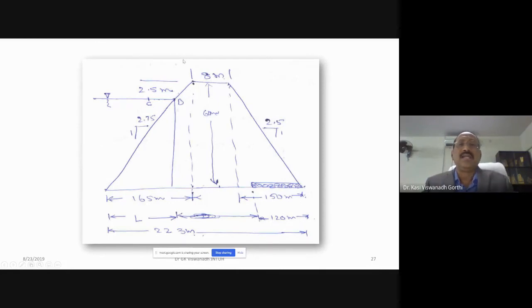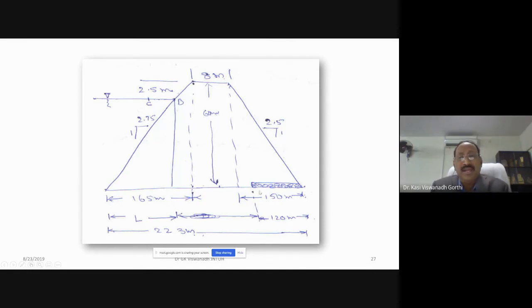So you have the earth dam section with the top width of 8 meters, height of the dam 60 meters, freeboard of 2.5 meters. So if the freeboard 2.5 meters is deducted, what is the height of water here? 60 minus 2.5, 57.5 is the height of water, head of water, and upstream slope is 2.75 to 1, and downstream slope is 2.5 horizontal to 1 vertical.